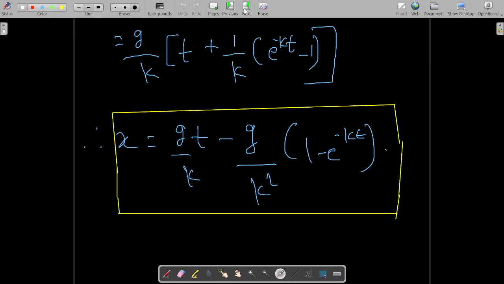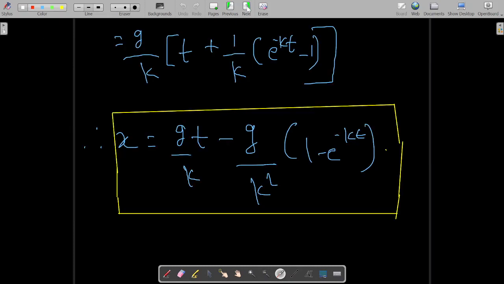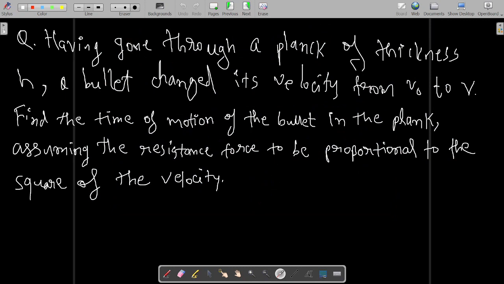Now we will move on towards our next topic, but we will learn about the next problem in the next class. The next problem will be taught to you in the next class.